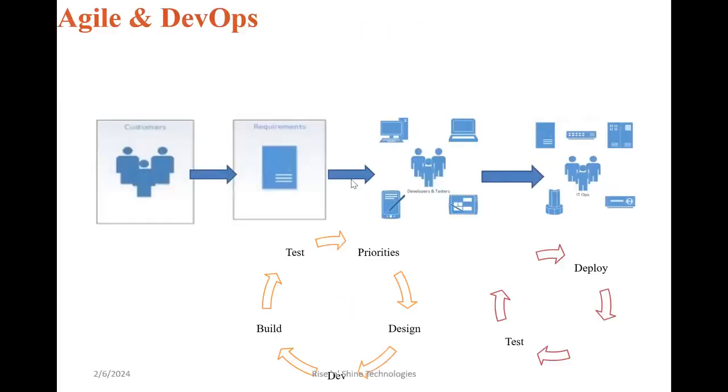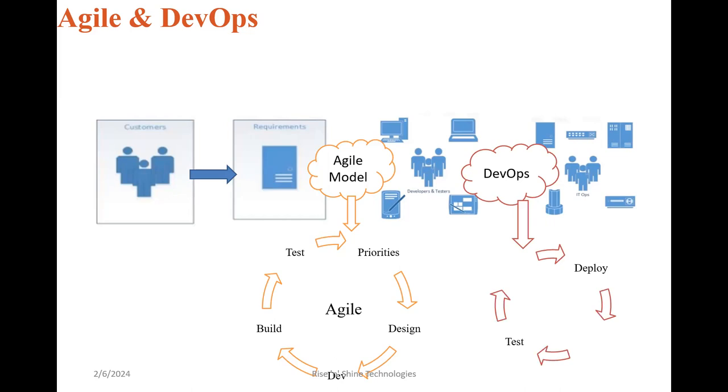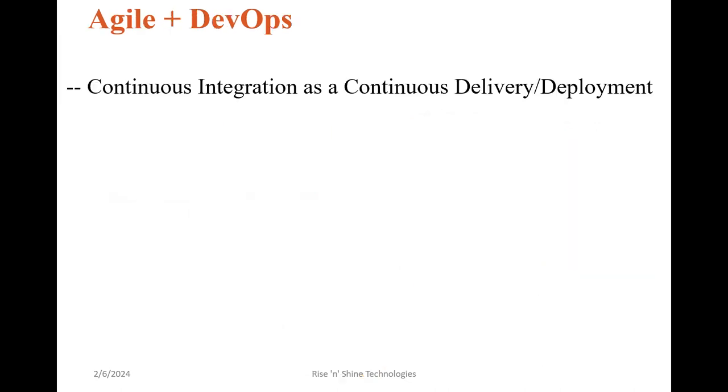Finally, if you combine Agile and DevOps, what is the Agile model? We are talking about identifying the priority of the work, designing it, developing it, building it, and running the test cases. That is a continuous integration model. But once integration is done, continuous testing, continuous delivery or deployment, and continuous monitoring. So finally, if you combine Agile and DevOps, it is continuous integration with continuous delivery or deployment.